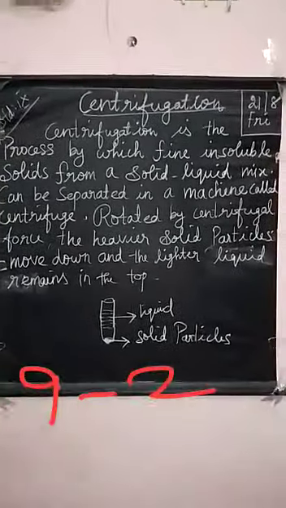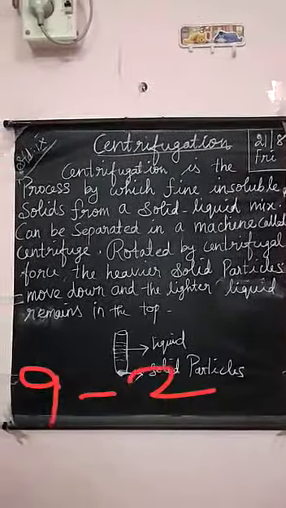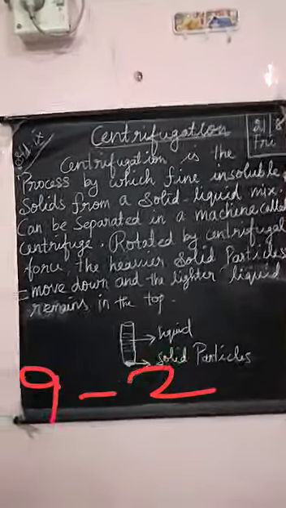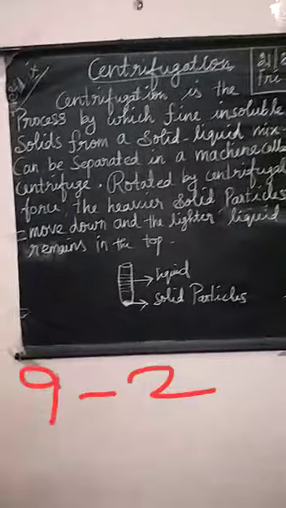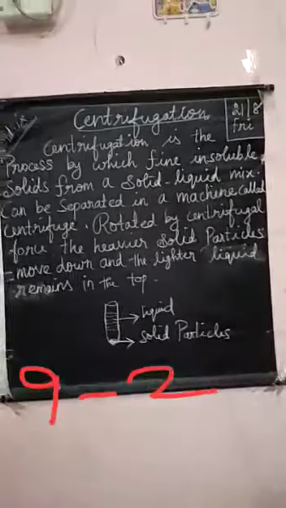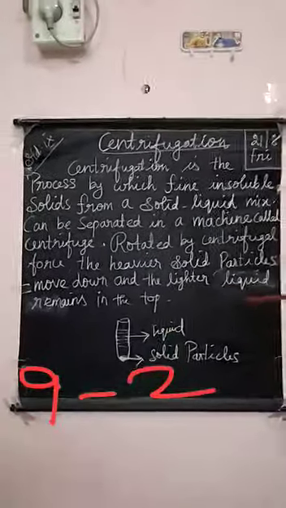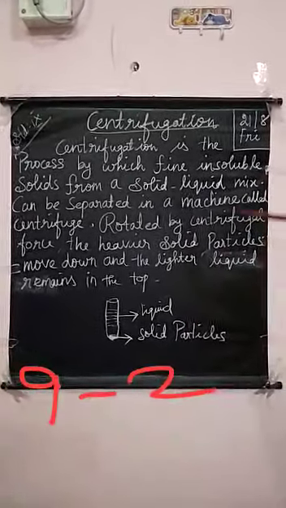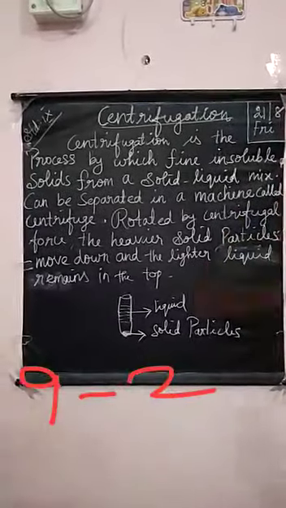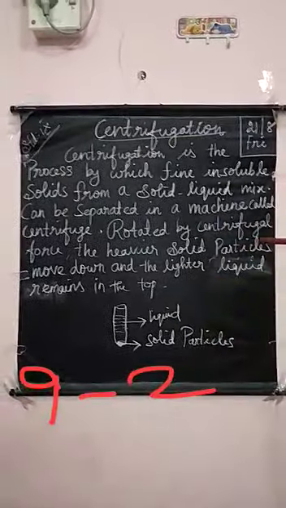Centrifugation is the process by which fine insoluble solids from a solid liquid mixture can be separated in a machine called centrifuge. In that, small test tubes will be there. In those test tubes we can take the solid and liquid mixture. Using the centrifugal force, the machine rotates all those tubes, then the fine insoluble solid particles settle at the bottom of the test tube, and the liquid remains at the top.